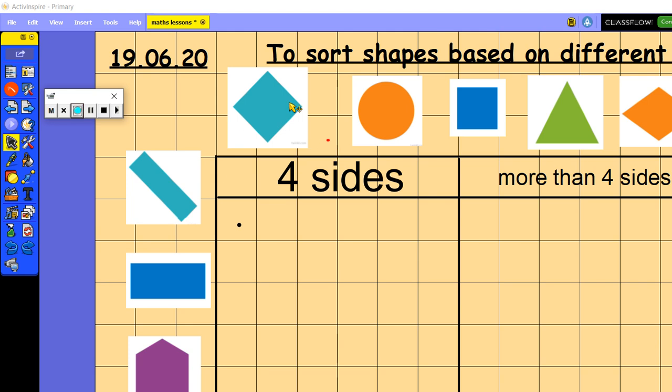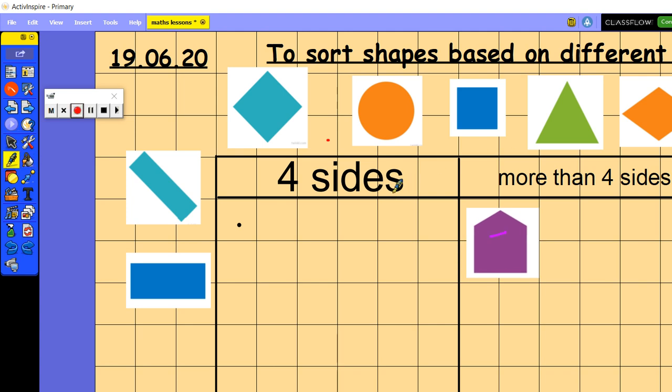So this category here says 4 sides. So the only shapes that can go in this box here are 4-sided shapes. To work out if it's a 4-sided shape, we just have to count them. So let's start with this purple shape here. We've got 1, 2, 3, 4, 5. So I know the purple shape is not 4 sides, it's actually more than 4 sides because it's 5. Let's put the number 5 on there, and then we remember how many sides that shape has got.